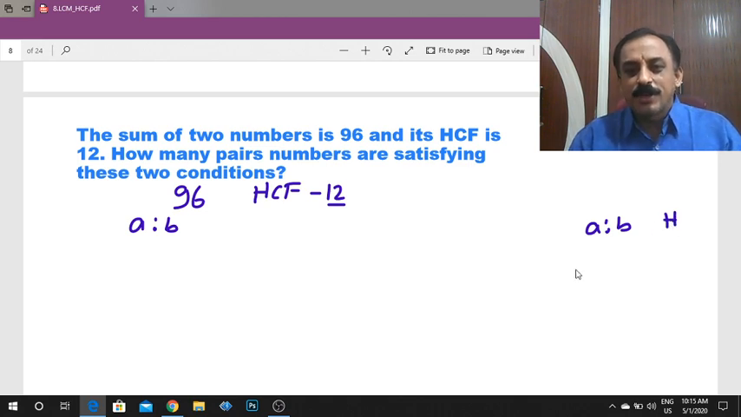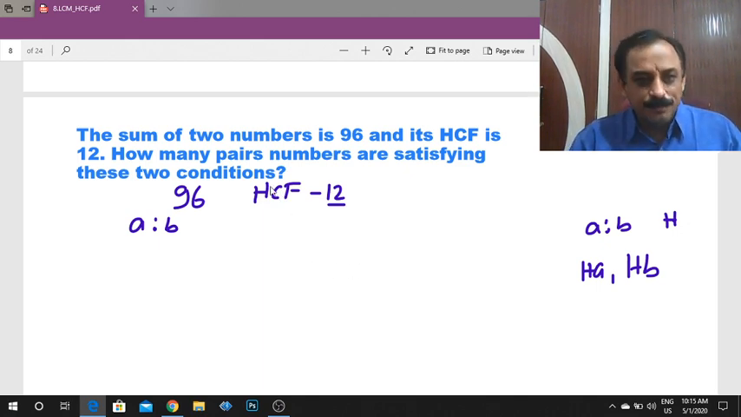the first number is H into A, the second number is H into B. The two numbers are HA and HB.